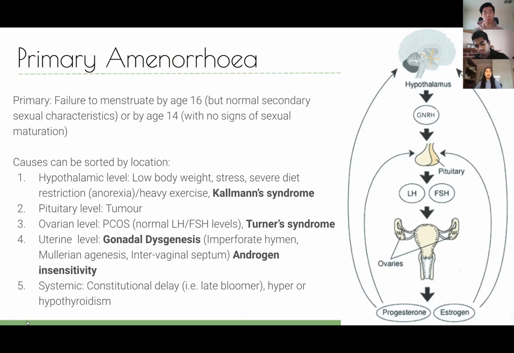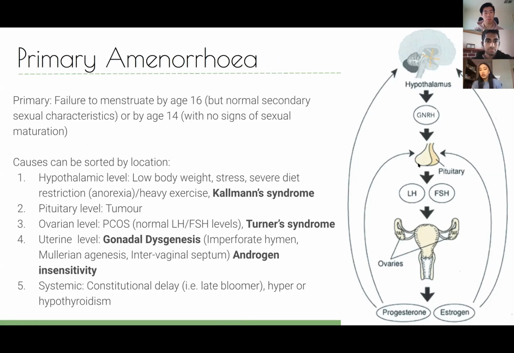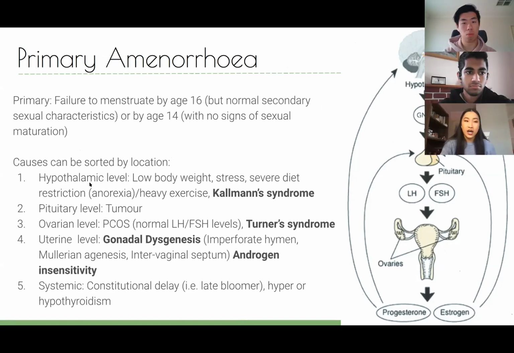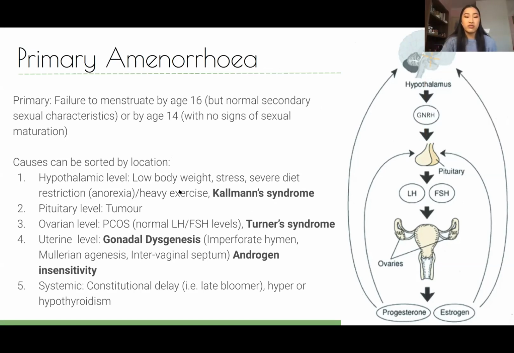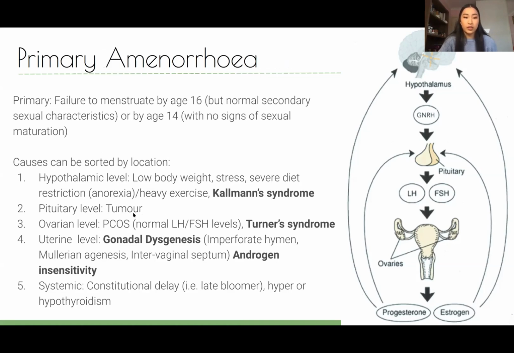We know that menstruation is controlled by the hypothalamic pituitary axis, with hormones coming down from the hypothalamus, signaling to the pituitary to release LH and FSH, and that then signals the ovaries. At the hypothalamic level, you want to think about very systemic stresses: very low body weight, severe stress, severe diet restriction, really heavy exercise. In primary amenorrhea, you can also get Kallmann syndrome as a cause, whereas secondary is just going to be those stresses. At the pituitary level, you're thinking more tumor.